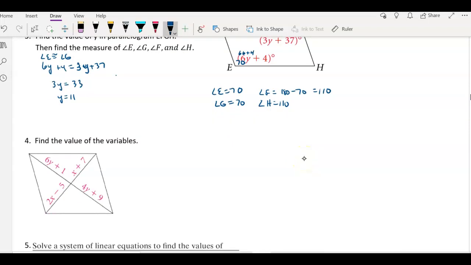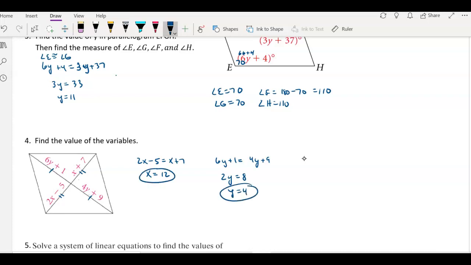So number 4, right away, I know a property of a parallelogram is diagonals bisect each other. So right away, I know these segments are congruent, these segments are congruent. So to find x, I'm going to say 2x minus 5 equals x plus 7. So we get x is equal to 12. To find y, 6y plus 1 equals 4y plus 9. Subtract 4y, I get 2y. Subtract 1, I get 8. y is equal to 4. And this is using a property that the diagonals of a parallelogram bisect each other.